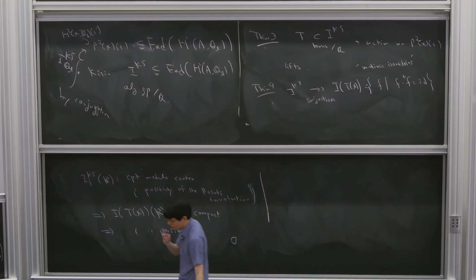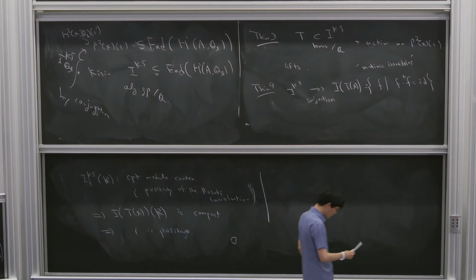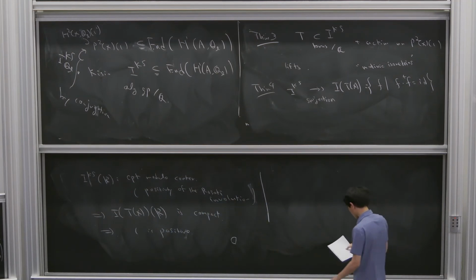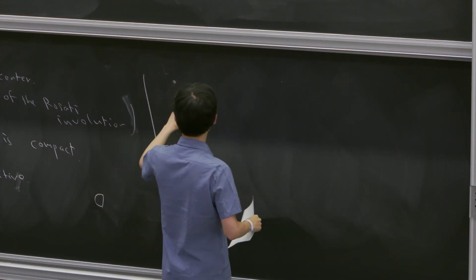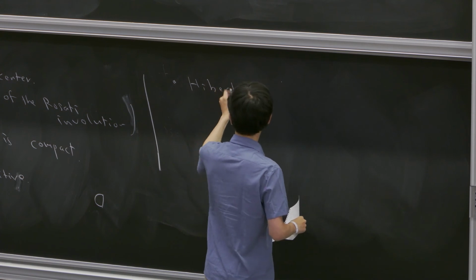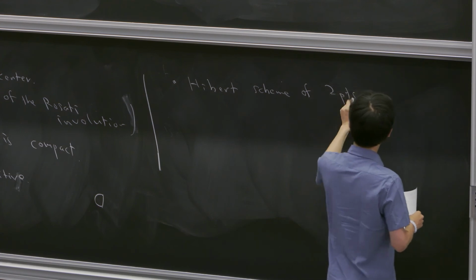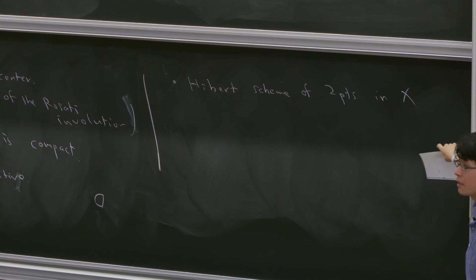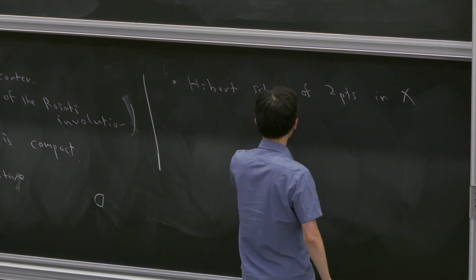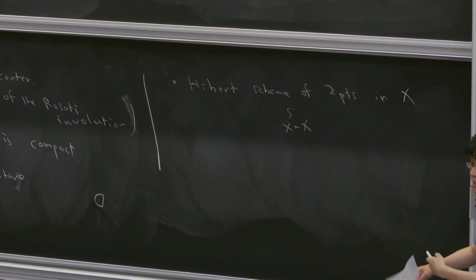Okay, so I still have some time, so let me discuss the related results. There are a few things we can prove. For instance, we can treat the Hilbert scheme of 2 points in X, where X is K3. This Hilbert scheme is very close to the product. There is a difference, but we can manage.